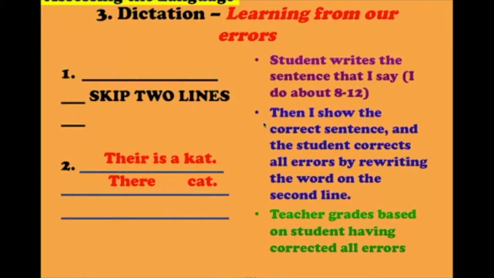Then, at the end, I show them the correct sentences. The student corrects all of their errors. Their cat. They rewrite the words on the second line. I grade these really quickly by scanning over. Do I still see mistakes? I take off points if I still see mistakes. They needed to copy that correctly.